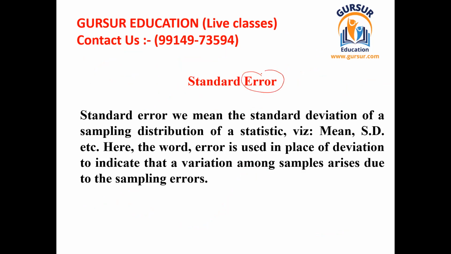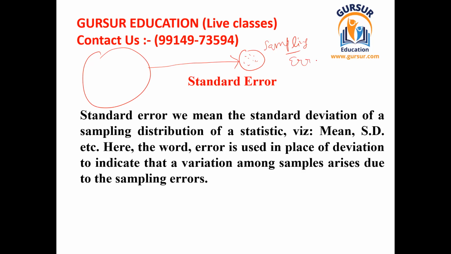Why is error there? I teach you very conceptually and in a very detailed manner. I make all your words clear. Why is the name error there? This is a population. This is a sample. You take the sample from the population, and there can be a number of sampling errors.